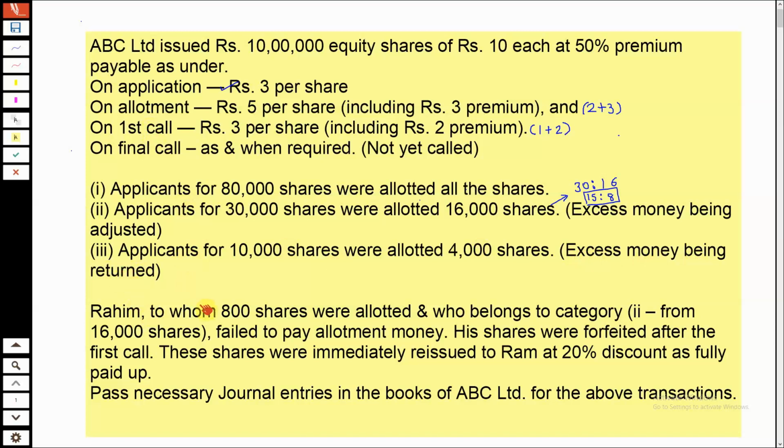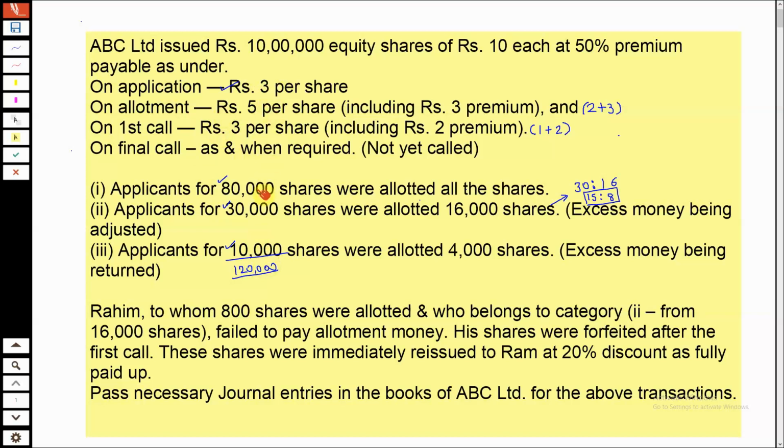Okay, now before we go further we should be very clear about how many shares in total are being applied for by the people. So look here, people must have applied for 80,000, 30,000 and 10,000, so the total comes to 1,20,000. And they must have paid on these 1,20,000 shares 3 rupees per share. When you apply for the shares you need to pay application money.